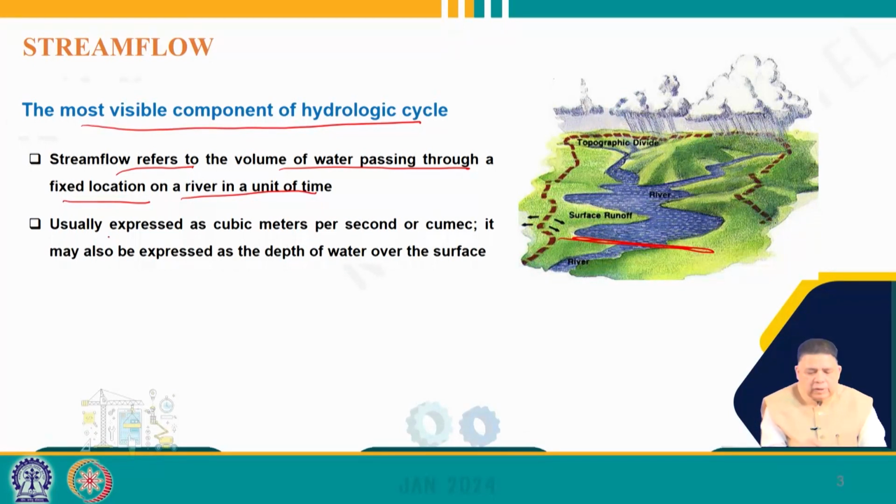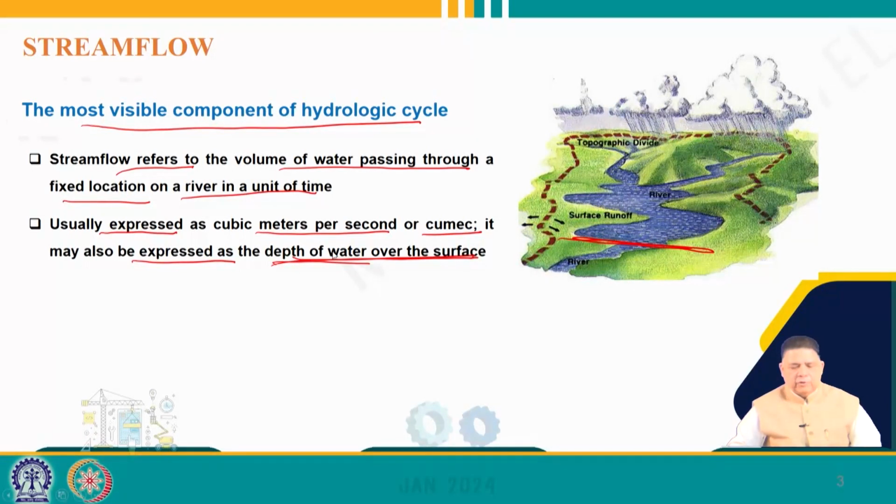It is usually expressed as cubic meters per second, or cumecs, which is short for cubic meter per second. It may also be expressed as the depth of water over the surface. That means if you know the basin area or the catchment area, then you divide the volume by the catchment area. Whatever we get in depth units is also referred to as streamflow.